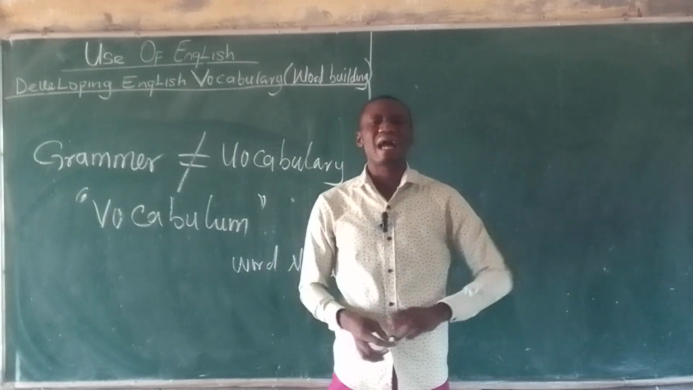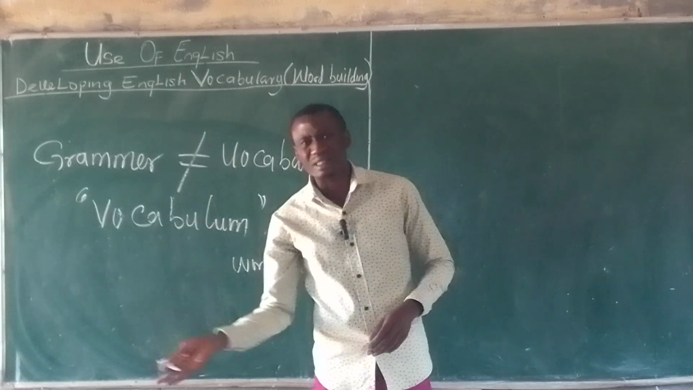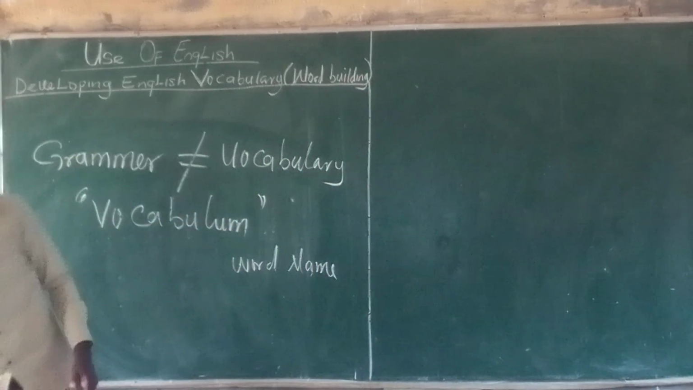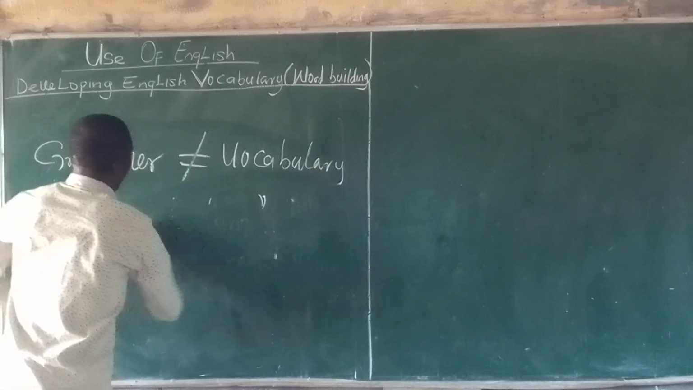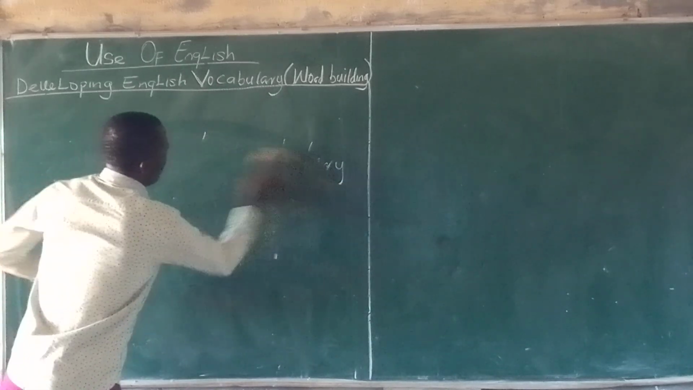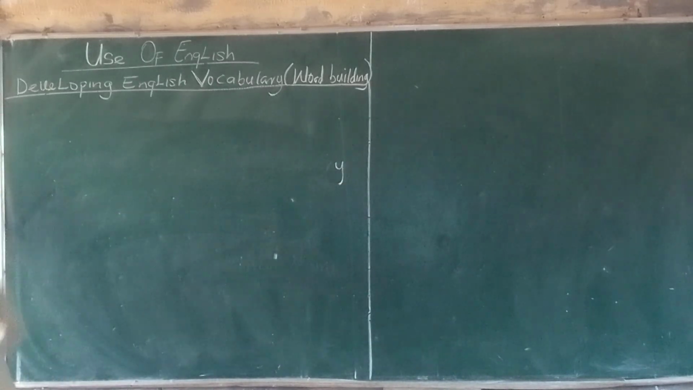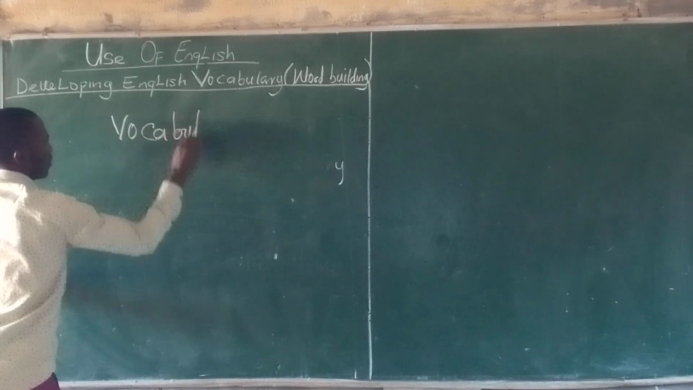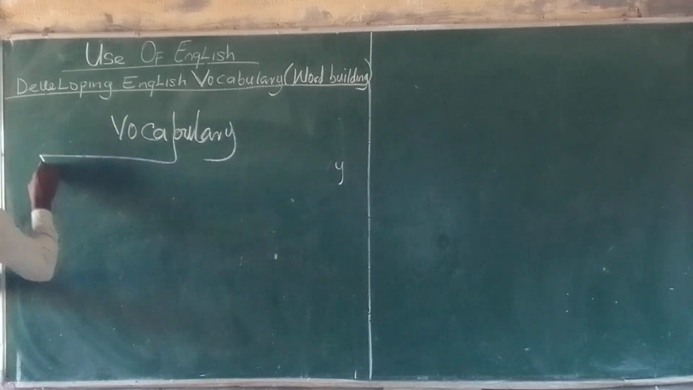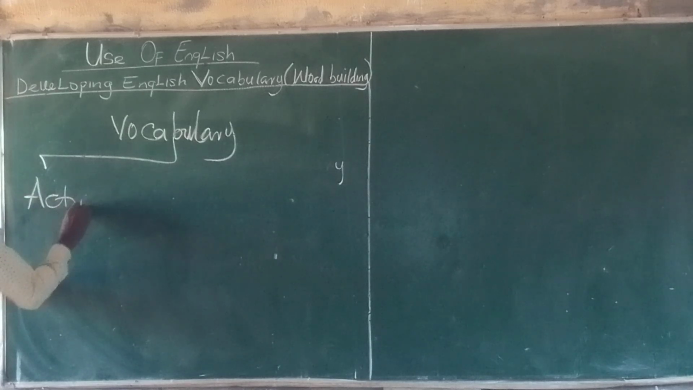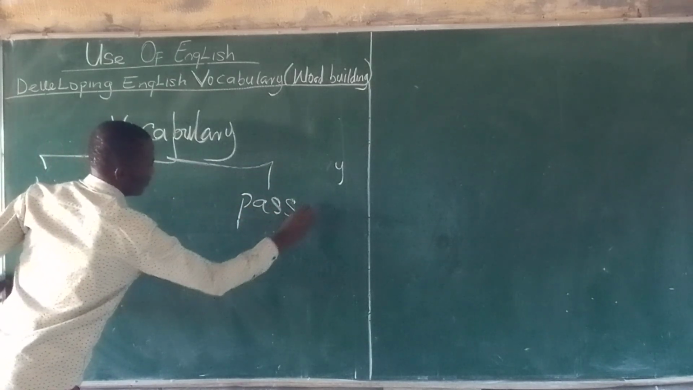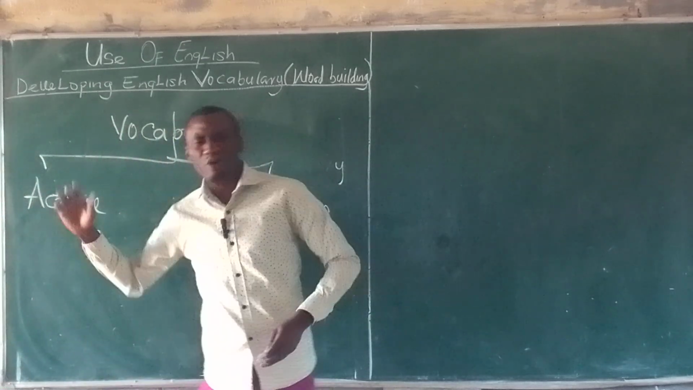So we have two types of vocabulary. We have active vocabulary and we have passive vocabulary. So let's look at that. We have active vocabulary and we have passive vocabulary. So we look at vocabulary. We have active and then we have the passive. Alright, what's the difference between the two?